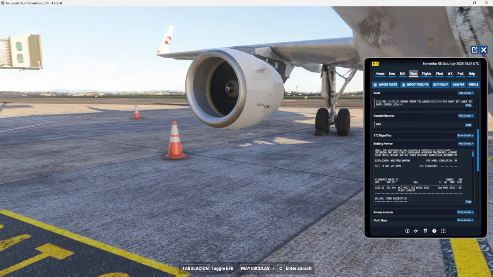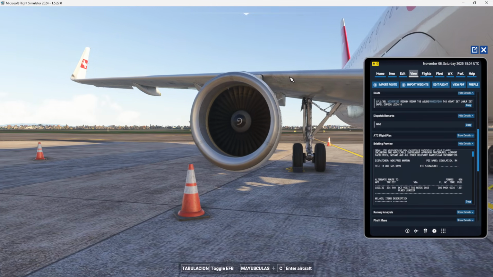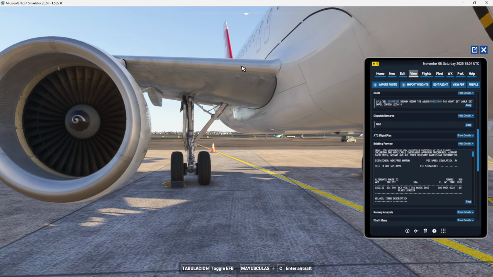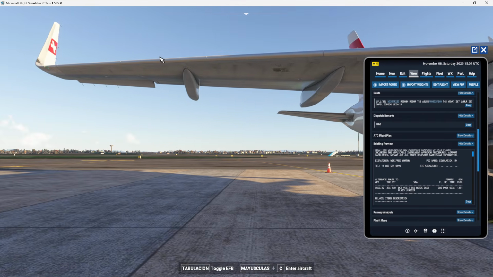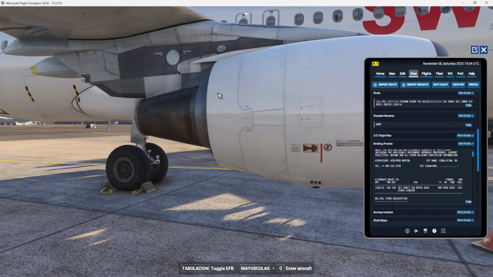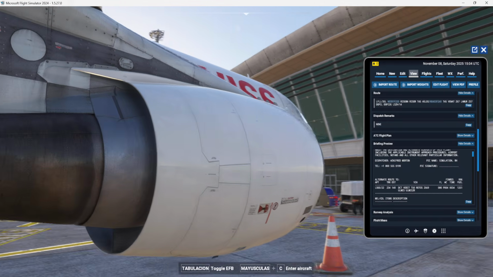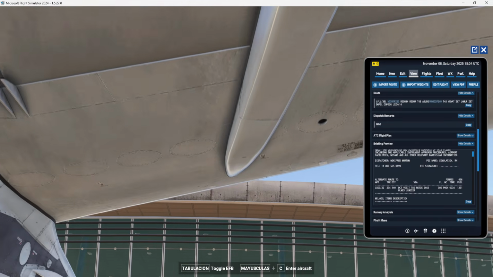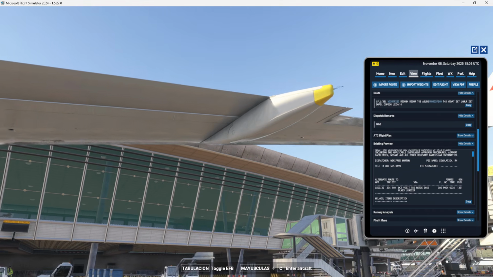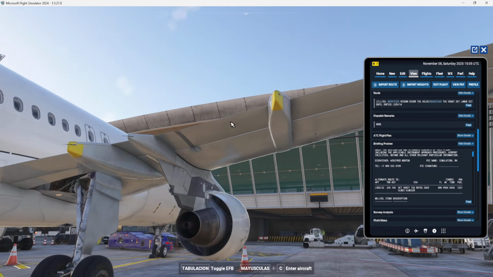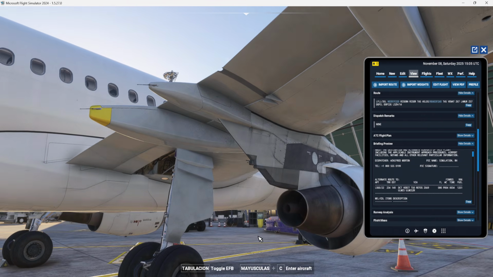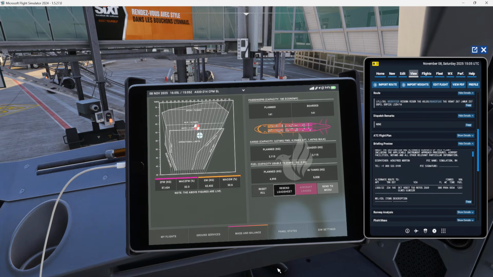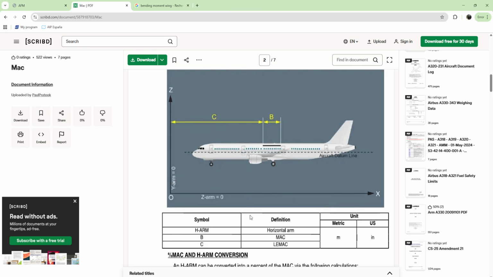This one, we call it the leading edge, the forward part of the wing. And the trailing edge is this one. All this, we call it the trailing edge. So it starts from here, trailing edge, and leading edge there, just to take it into consideration.